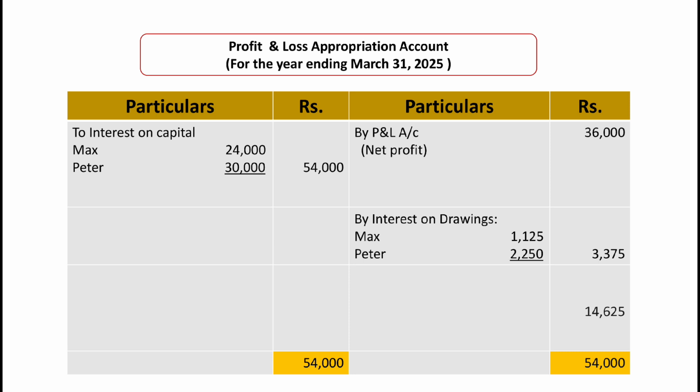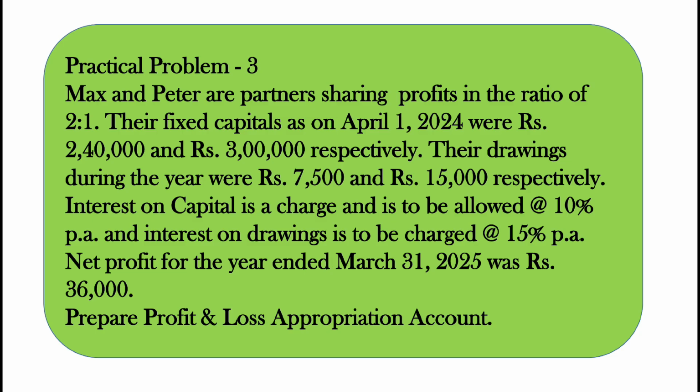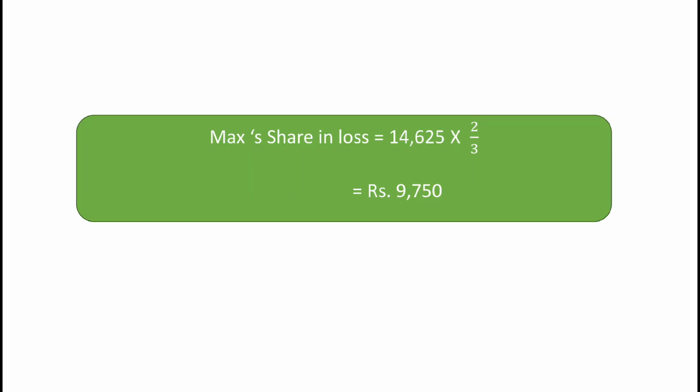So we will show loss by writing By Loss transferred to, and then we'll write partner's name with the word current. So first of all, we'll write Max's current account and then Peter's current account, and then we'll distribute 14,625. The ratio is given in the question. We can see ratio is given 2:1. So Max's share in loss, which is 14,625 into 2 upon 3, which is 9,750. 2 upon 3, why are we taking 2 upon 3? Because the ratio is 2:1. So total of ratio 2 plus 1, 3. 3 will be shown as denominator and the particular partner's ratio will be shown as numerator. So Max is having 2, so 2 upon 3, that is 9,750.